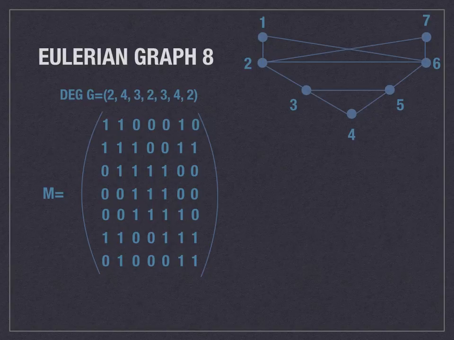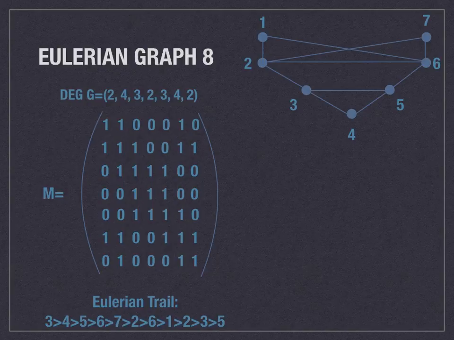And if we wanted to, we could make a Eulerian trail such that 3 to 4 to 5 to 6, 7 to 2 to 6 to 1 to 2 to 3 and to 5. And that's actually how I solved the puzzle. And it is a Eulerian trail because I didn't use a single edge twice. So I just continued with one, like I mentioned in one of my forum posts.